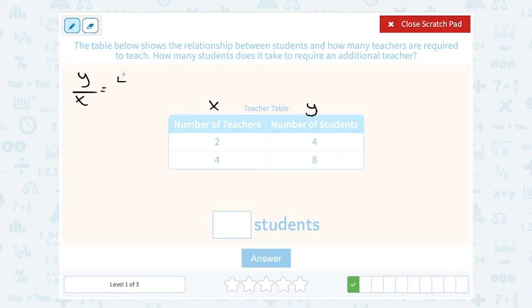Well, that would be 4 students for 2 teachers. 4 divided by 2 means there's 2 students per teacher. Or for every 2 students, we would need an additional teacher. And again, notice we would get the same answer if I used the point (4, 8), because 8 divided by 4 would also give me 2.